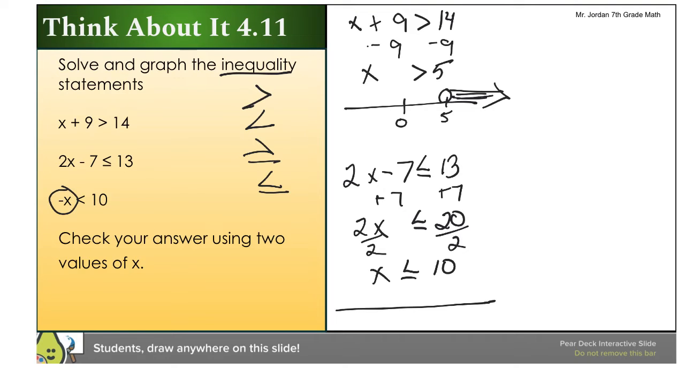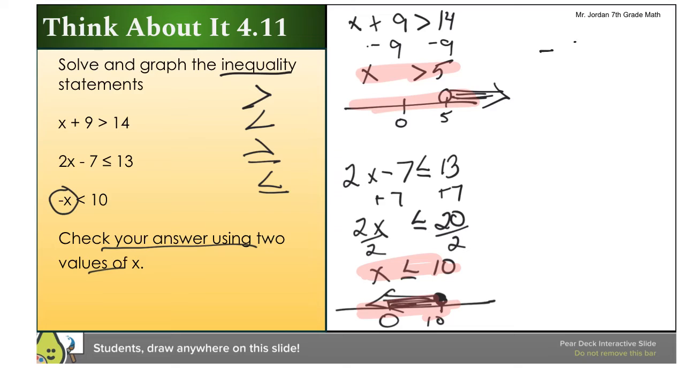Now, if I draw this, I put a 0. I put my 10. Now it's equal to, so I put a solid dot, and then it's x is less than or equal to 10. So I go down. Now it says check your answer using two values of x. So the first one, I had my answer here. The second one, my answer's here. I'm going to do the third, and then I'm going to go back and check.